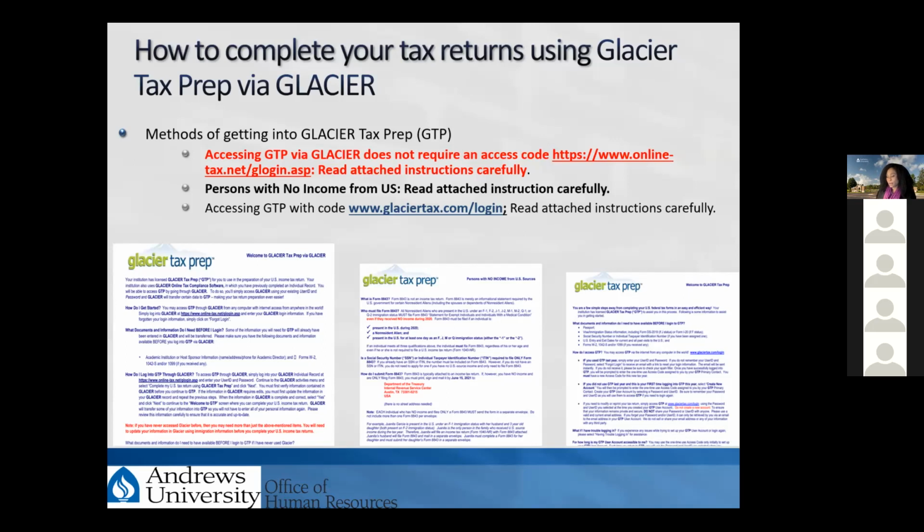So if you are no longer active, the best you can do is this last bullet: you could just go through GTP to file your taxes straight away. That means that you will have to work with the Glacier software providers to buy a tax code to be able to do that.